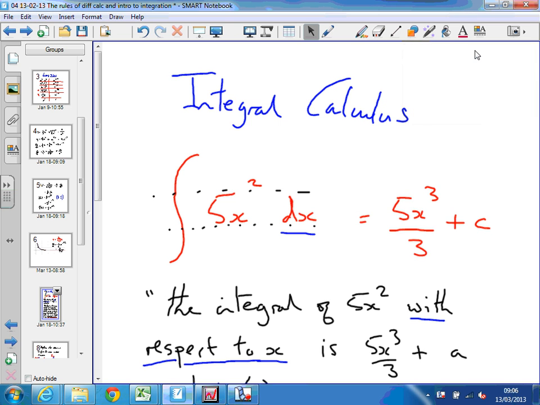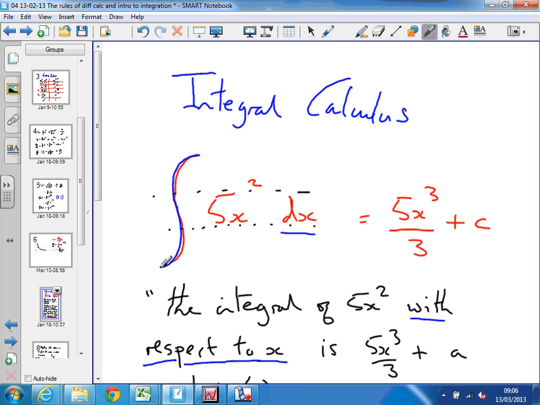So integral calculus is what this particular section is about. First of all, a little bit of a note on the notation that's involved with it. Mathematically, just like in differential calculus, we use dy by dx to represent the differential, or f prime notation to represent the differential. In integral calculus, this symbol represents the integral.